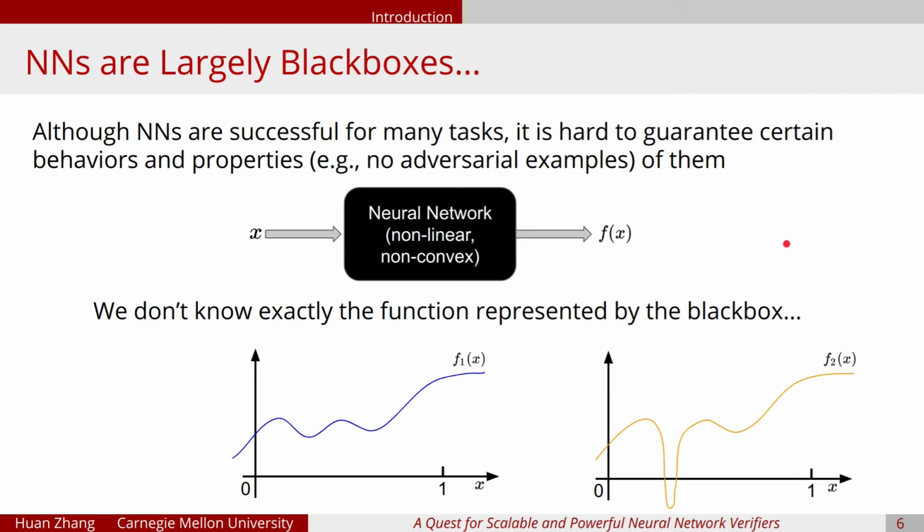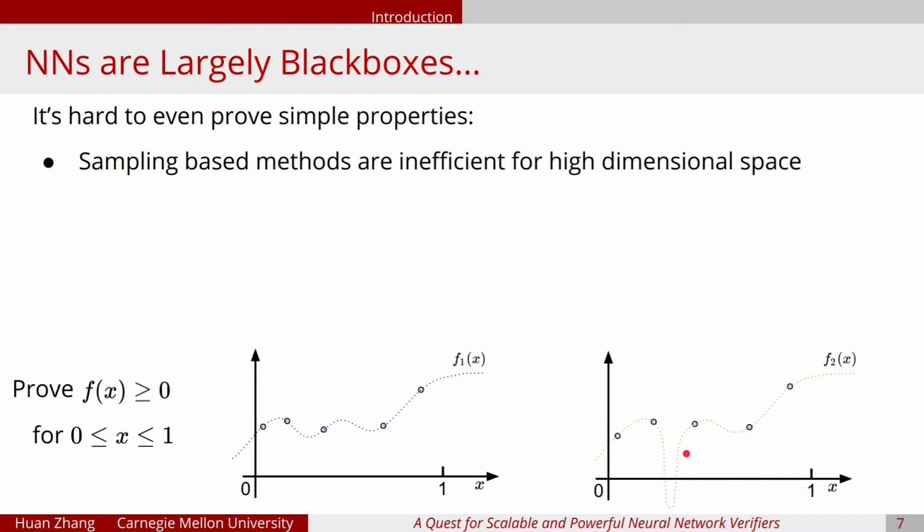Although neural networks are successful for many tasks, it's hard to guarantee certain properties and behaviors, such as no adversarial examples exist, because the neural network is usually highly nonlinear and non-convex. And we don't really know what the real function the function approximator is approximating. It can be a simple function, or it can be a complicated function where we don't really understand its behavior under a certain region of inputs. Sometimes it's really hard to prove even simple properties.